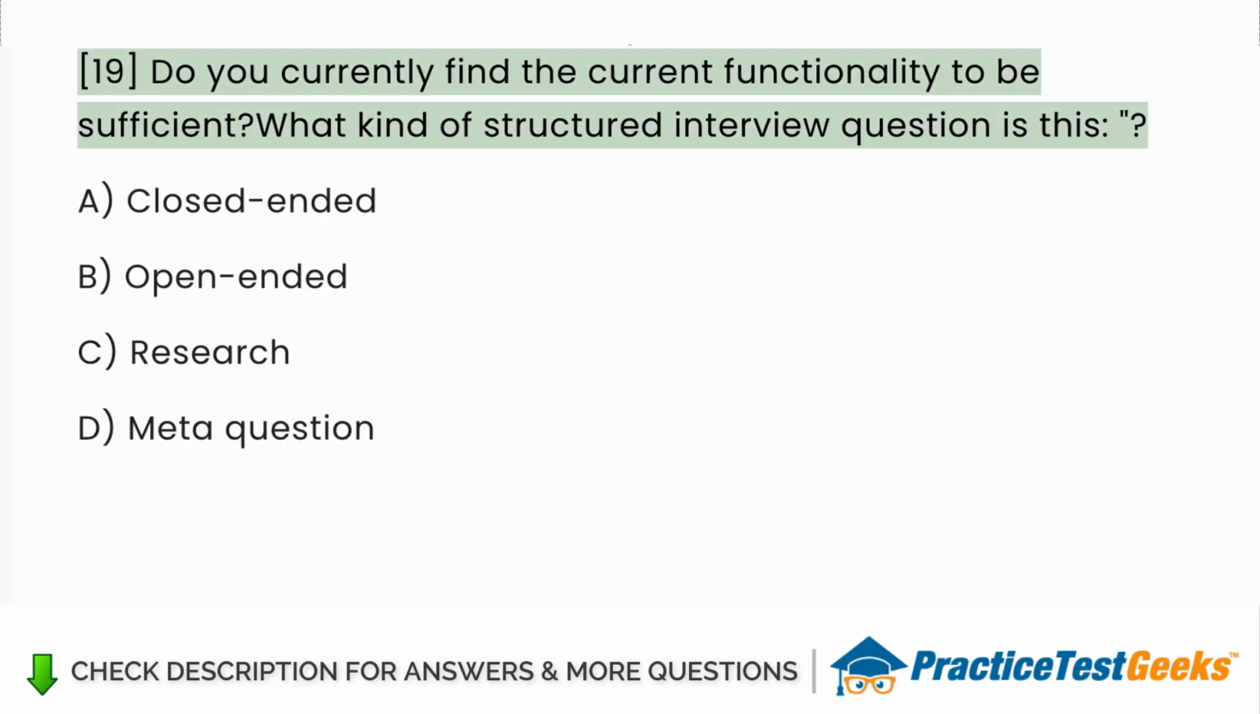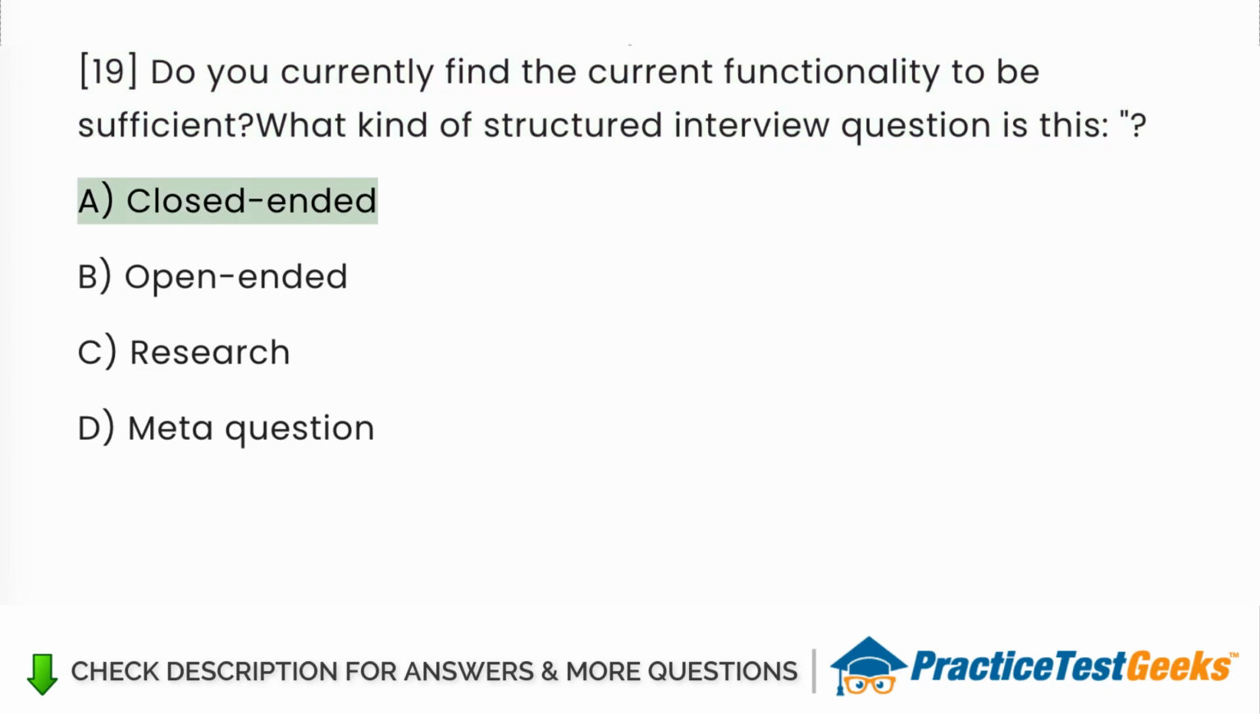Do you currently find the current functionality to be sufficient? What kind of structured interview question is this? A. Closed-ended. B. Open-ended. C. Research. D. Meta question.